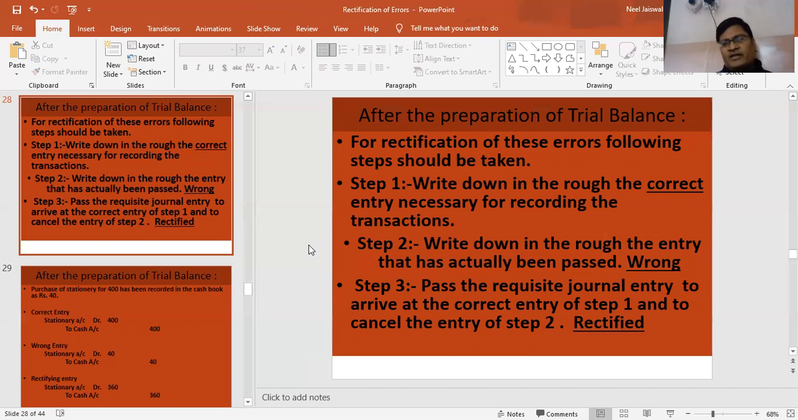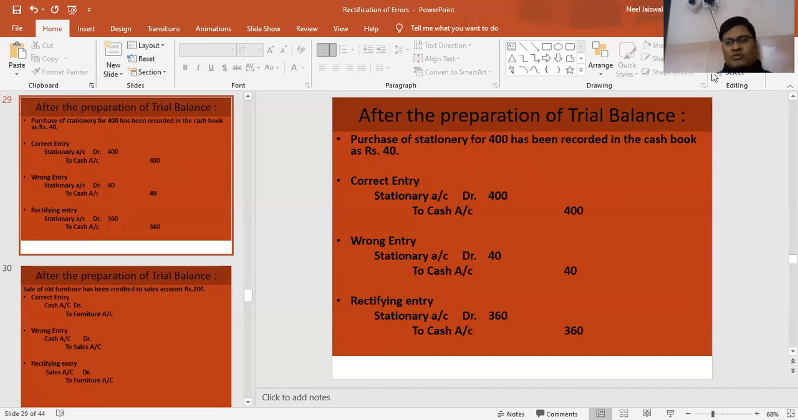Let's do a sum to understand these errors. Purchase of stationery for 400 has been recorded in the cash book as rupees 40. See, I told you, 40 rupees recorded. The correct journal entry is stationery to cash, 400 to 400. Stationery account debit to cash 400. What you have done is recorded stationery to cash 40.